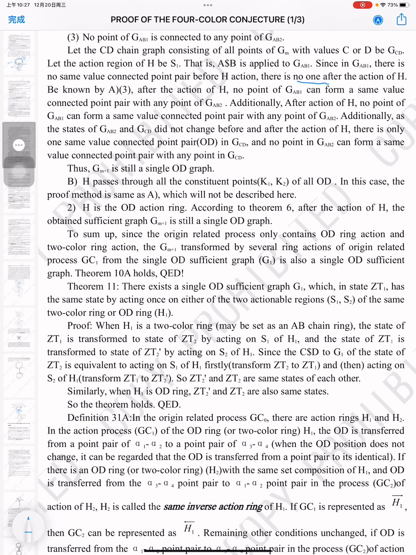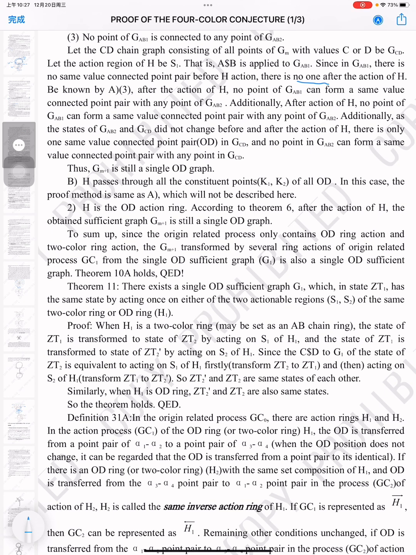Theorem 10a holds. QED. Theorem 11. There exists a single OD sufficient graph G1, which in state CT1 has the same state by acting once on either of the two actionable regions, S1, S2, of the same two-color ring or OD ring H1.